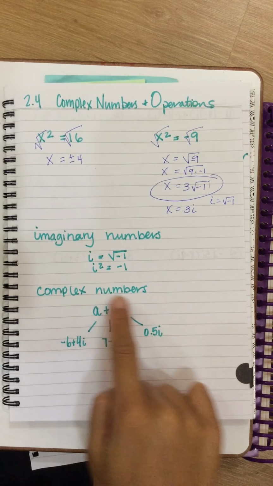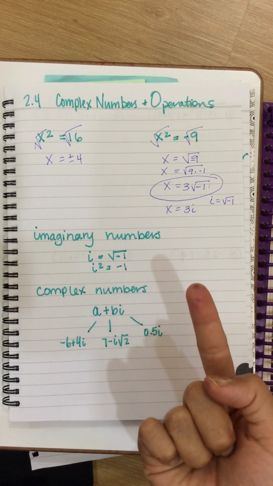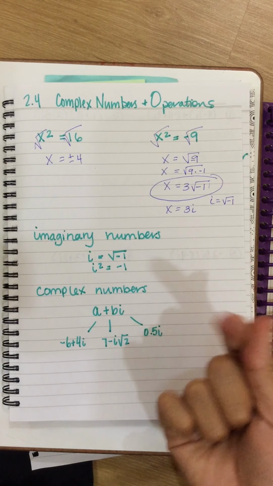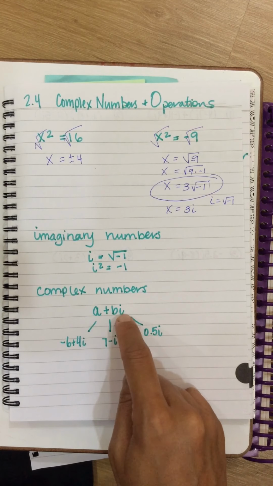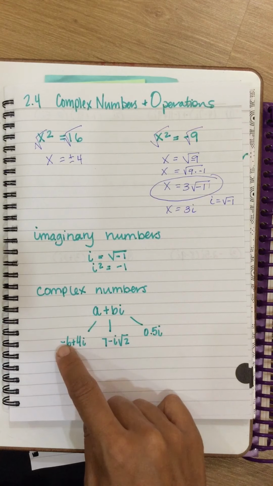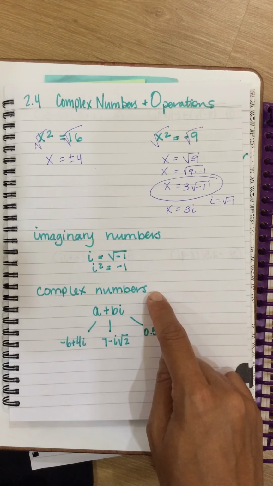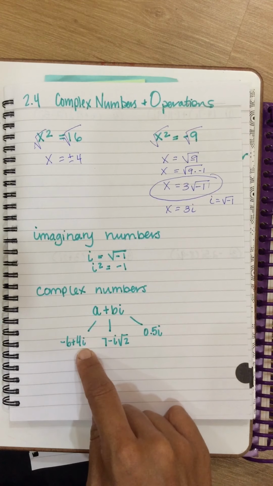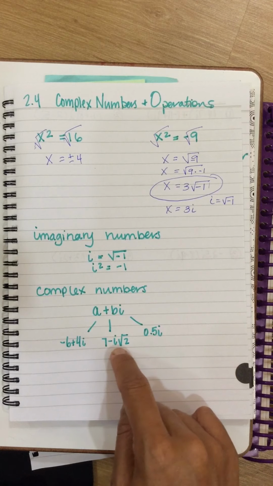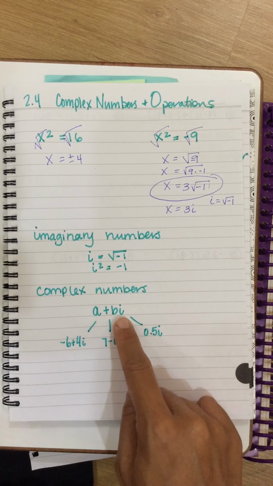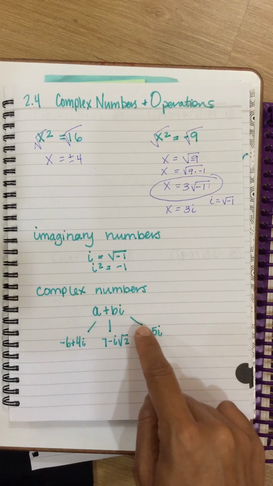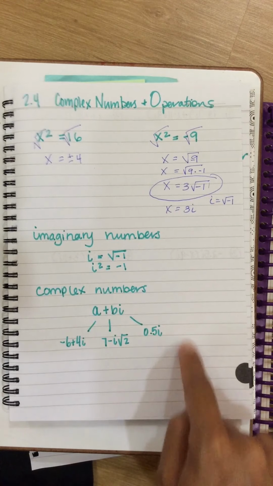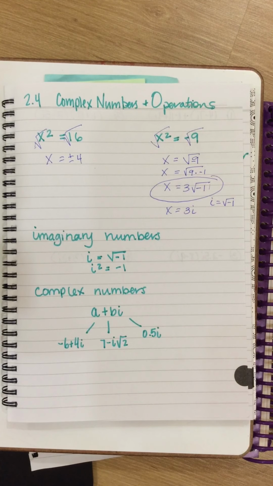So this is the standard way you're going to show a solution that has an imaginary number in it. It's going to be some number a, plus some other number b times i. So these are some examples. Negative 6 plus 4i, that's a complex number. It includes both a real and imaginary part. 7 minus i root 2. Yep. And even 0.5 times i is a complex number because a is just 0, right? So plus 0. So these are different examples of complex numbers.